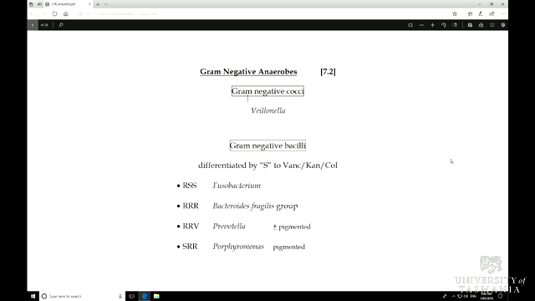Could be a whole lot of reasons. Could be it's not common, full stop. Could be that it's common but we can't grow it very well. Could be that it's common, we grow it and we can't identify it. Either way, it's not commonly reported. So, for us, end of the story.